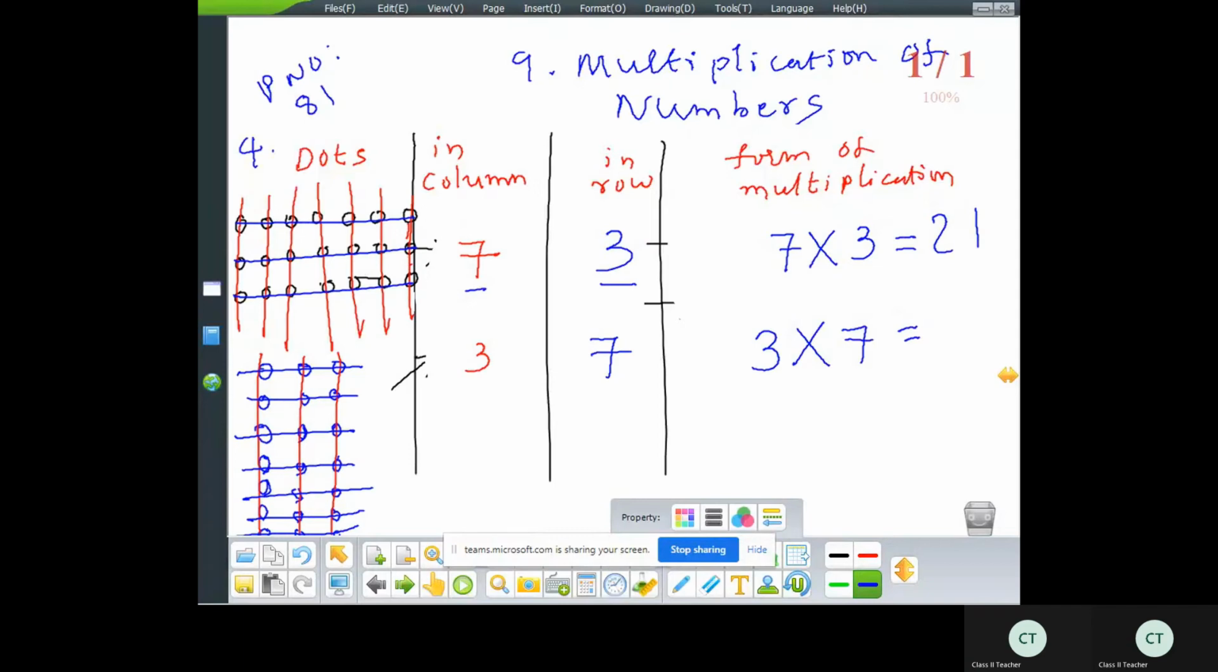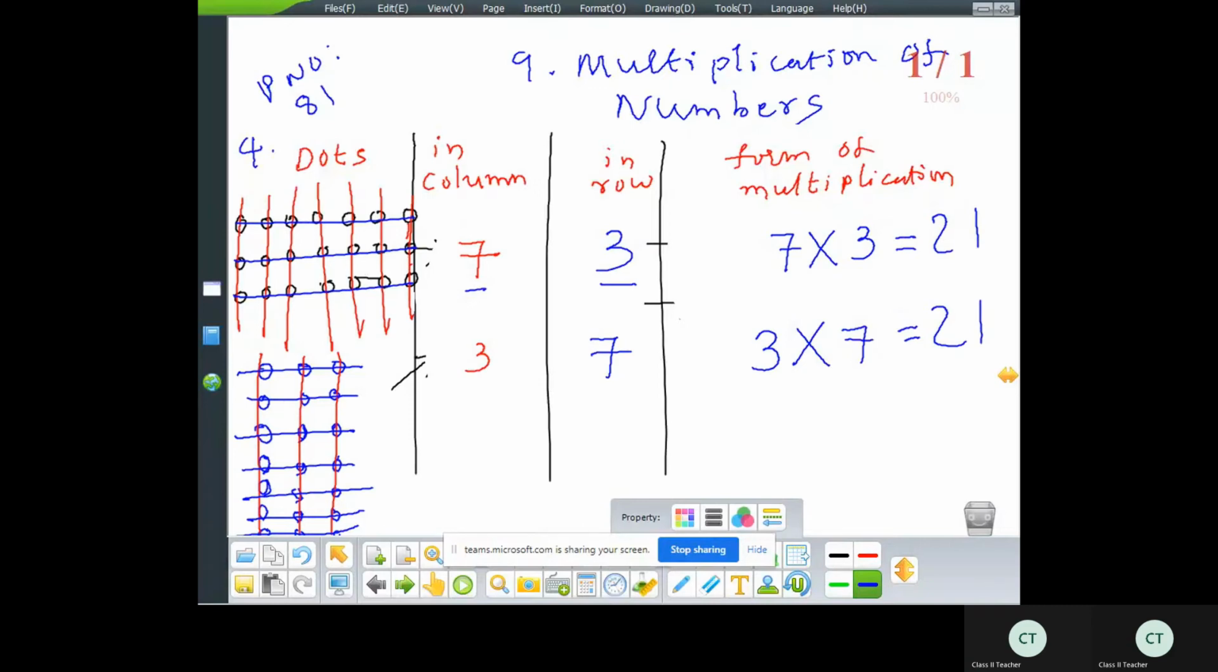3 into 7. 3 7s are... 3 1s are 3. 3 2s are 6. 3 3s are 9. 3 4s are 12. 3 5s are 15. 3 6s are 18. 3 7s are 21. Our answer is 21. 3 7s are 21.